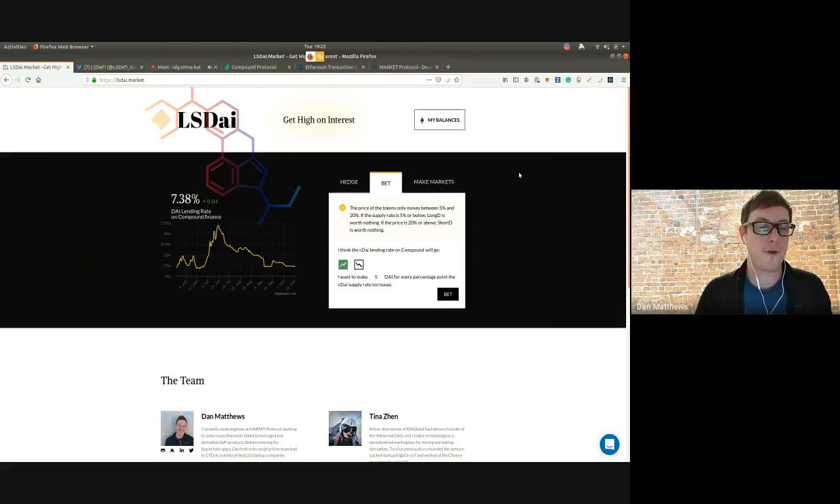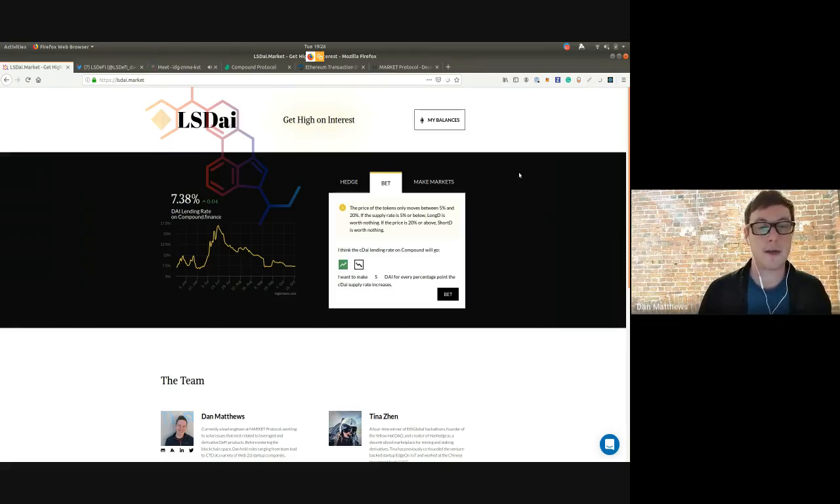So if for some reason the Dai lending rate did drop below 5% or go above 20%, the value would just cease to change outside of those bands. If we went up to 20% or higher, the long token would be worth 15 Dai, and the short token would be worth nothing. However, if the rate were to move back between those bands, the value would start to change again.